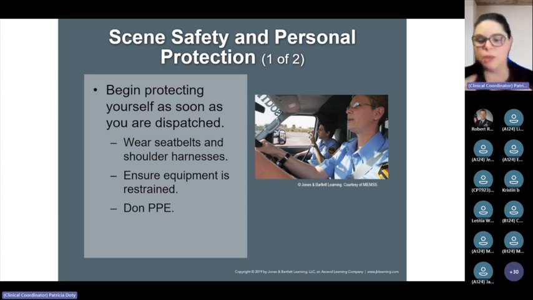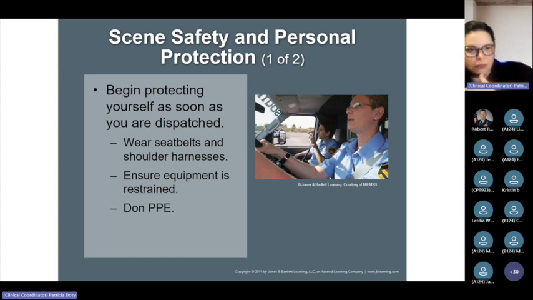And we're going to kind of ramp up and get a little bit faster when we come back from the break, just to let you guys know. So begin protecting yourself as soon as you're dispatched. What does that mean? Okay, that's simple. I'm in the truck. I'm going to wear my seatbelt. I'm going to drive a little bit faster than the road rules, but I'm going to get there safely. It doesn't matter what the call is for. I want to go home at the end of the night. I want my partner to go home at the end of the night. So we're not going to be rampagey going crazy in the truck, right?